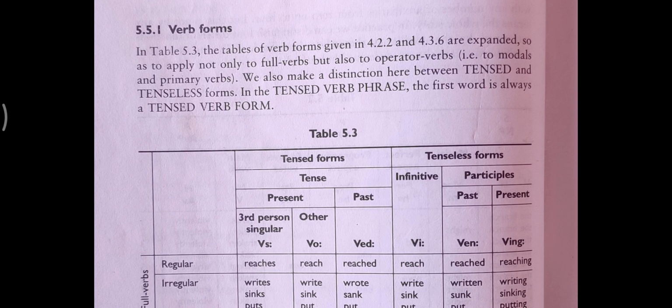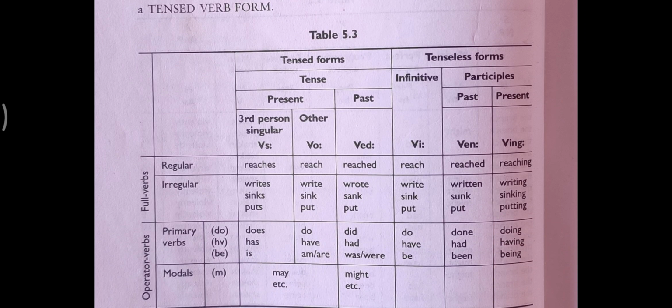If we go through the tense and aspect, the tensed verb phrase and tenseless verb phrase can be indicated here. The tense forms are given here: regular, third person s form, other base form, and ed form, meaning present and past are indicated here.